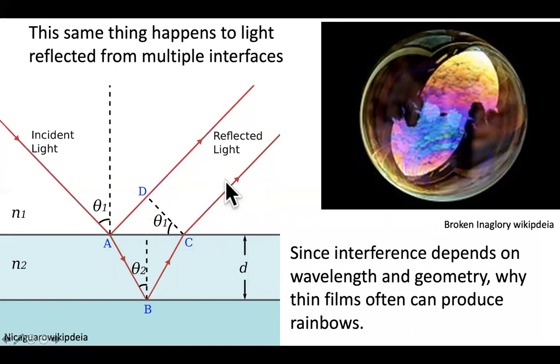And whether they do that or not depends on both the thickness of the bubble, the angle, but also the wavelength. This is why things like soap bubbles or oil slicks or even CDs show rainbows on them, because at different places they have different thicknesses and you're looking at them at different angles. So this happens all the time.